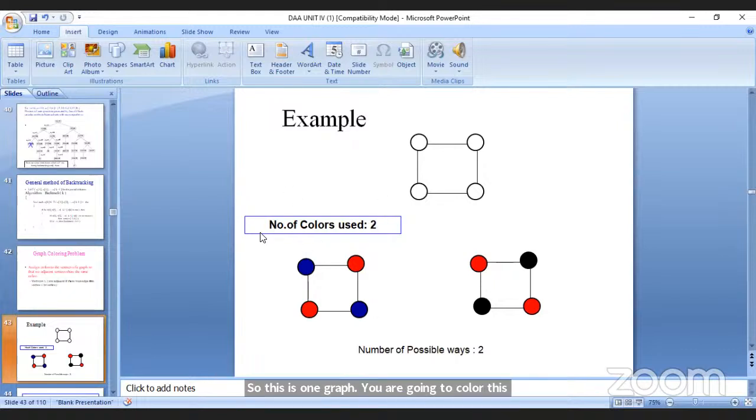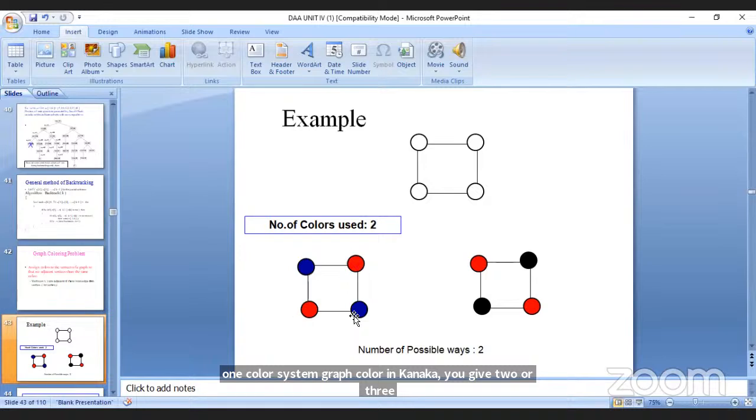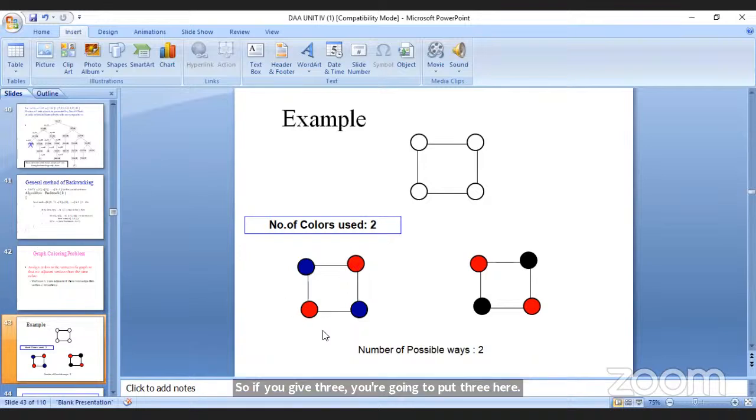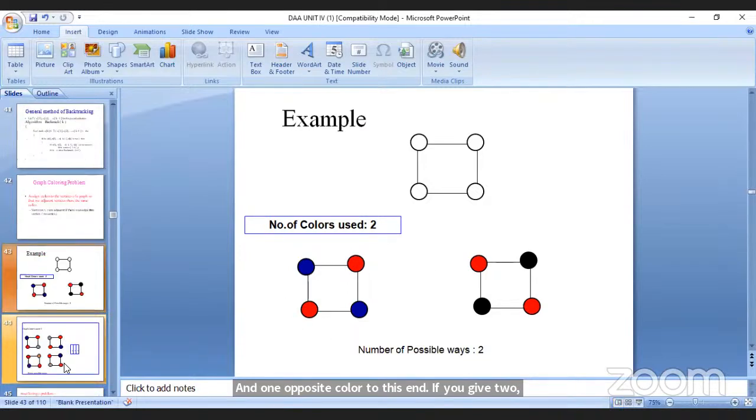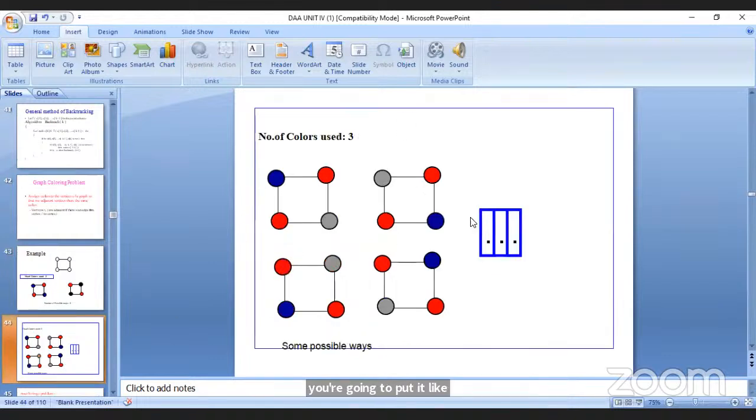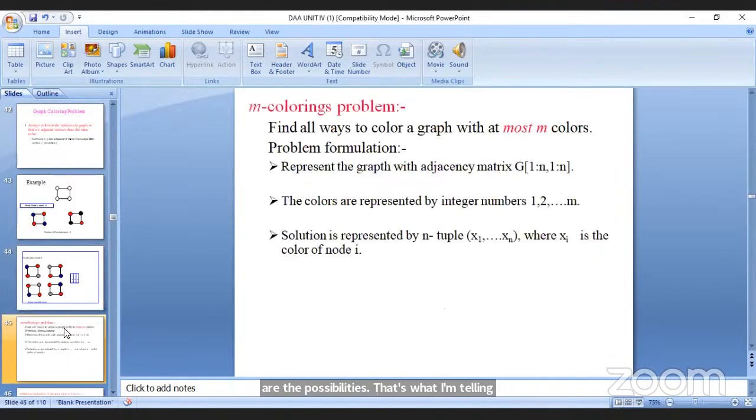Question లోనే మీకు ఇస్తారు, కలర్స్ ఎన్ని ఇస్తున్నారు అనేది వాళ్ళు మనకి ఇస్తారు, రైట్? 1 కలర్ ఇస్తే మనం గ్రాఫ్ కలరింగ్ చేయలేము కనుక యూ గివ్ 2 or 3. So if you give 3, you are going to put 3 here and one opposite color to this end. If you give 2, you are going to put it like this. Like that, you are going to put all the different possibilities. ఇక్కడ చూడండి, blue, red and gray. Again, the gray color is changed. So these are the possibilities. That's what I'm telling, backtracking allows multiple possibilities, right?